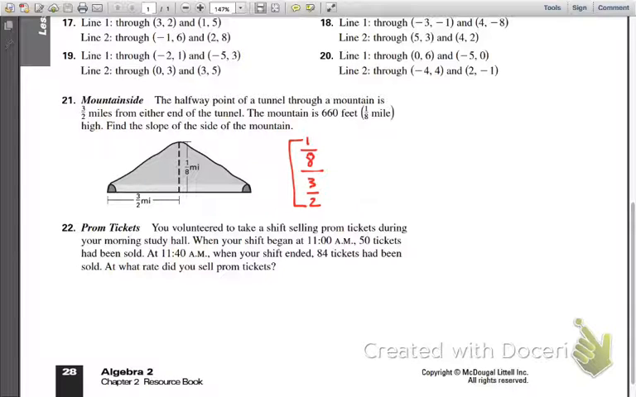So what's 1 times 2? 2. Multiply the inside. That is your denominator. So what's 8 times 3? 24. So then what is your slope? 1/12.